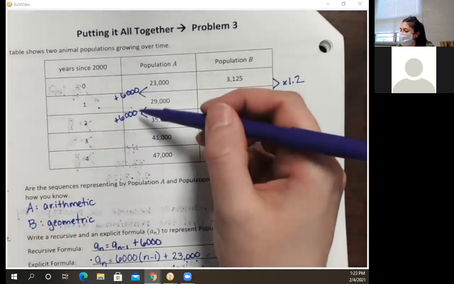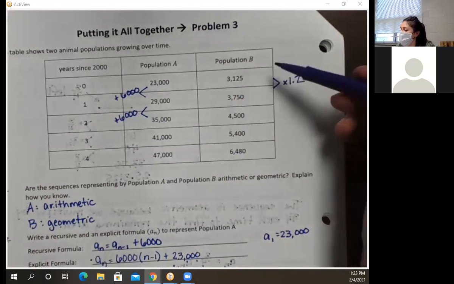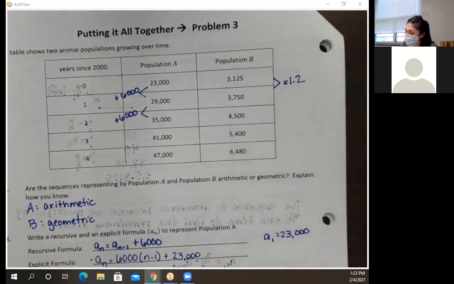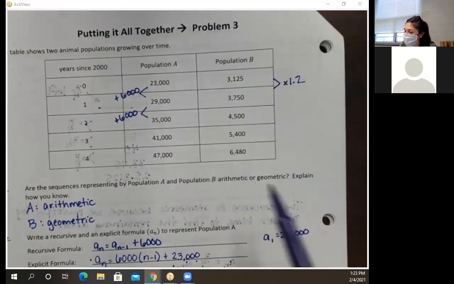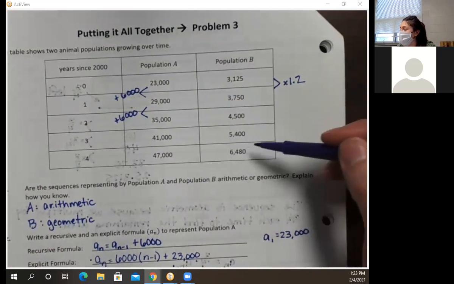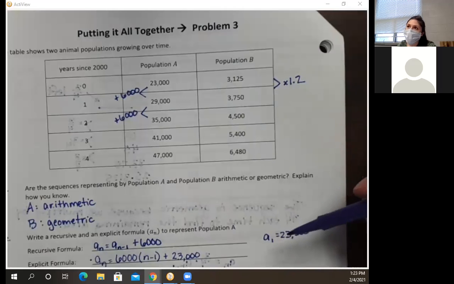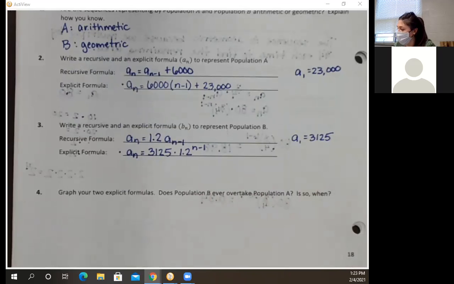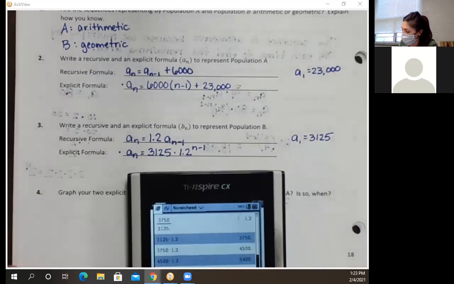For population A, I add 6,000 each year. For population B, I multiply by 1.2 each year. So they're still pretty far apart after 4 years. What we want to know is at any point does population B catch up and exceed population A? So we're going to take a look at our graphs on our calculator for this one.